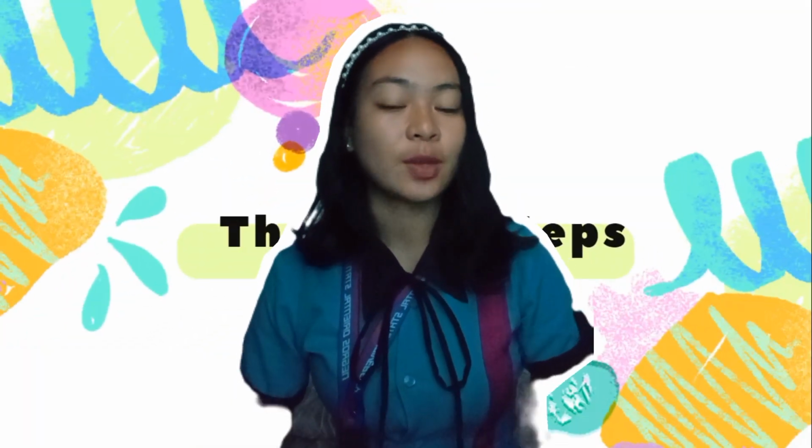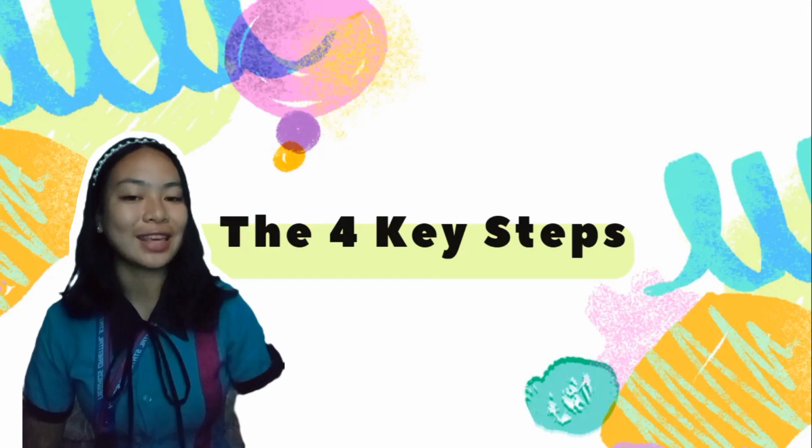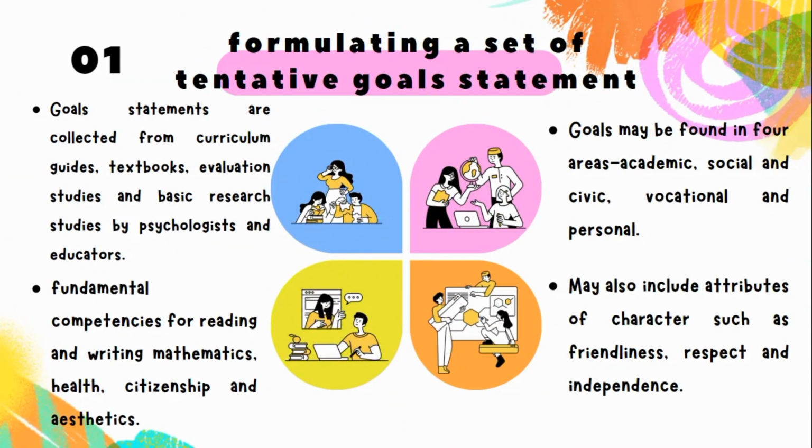So in need assessment model, there are 4 key steps. First is formulating a set of tentative goal statements. Goal statements are collected from curriculum guides, textbook evaluation studies, and basic research studies by psychologists and educators. These goals refer to conventionally sought outcomes in most schools.